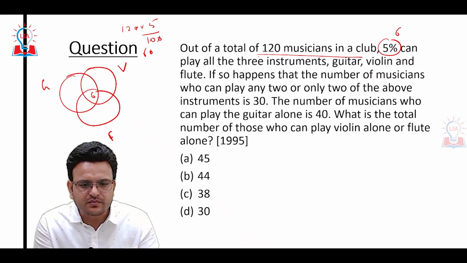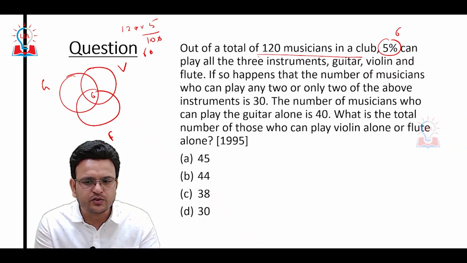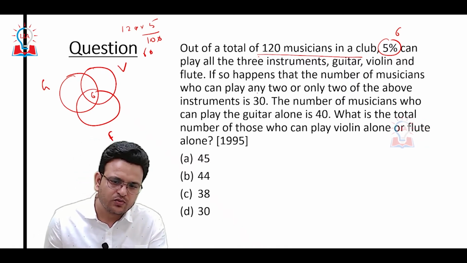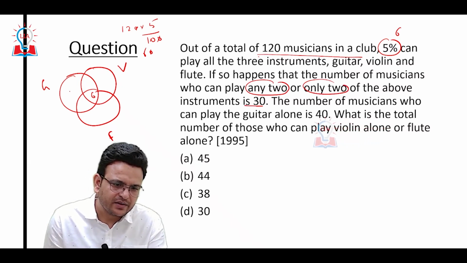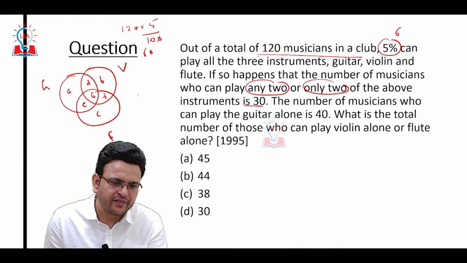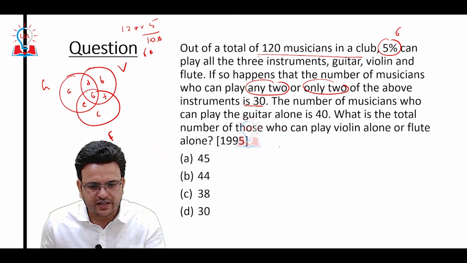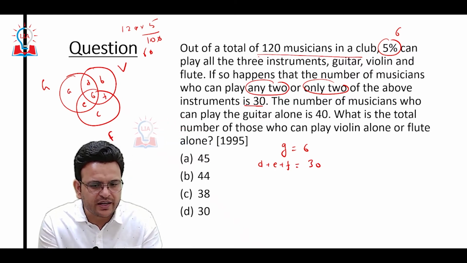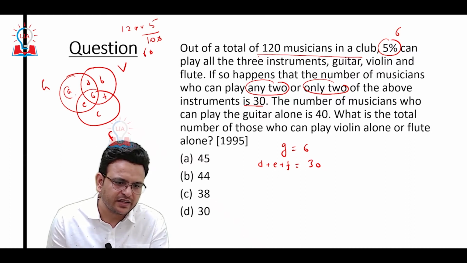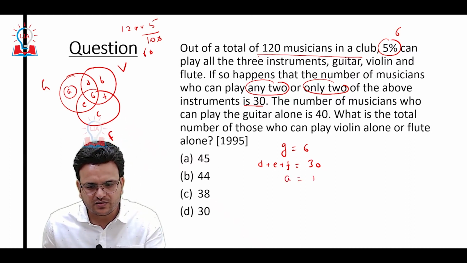So here, if so happen that the number of musicians who can play any 2 or only 2 of the above instruments is 30. Okay, so we have A, B, C, D, E, F. So we know that here G, all 3, they are 6, and D plus E plus F equal to 30. If the number of musicians who can play the guitar alone, means A, so A is 40.